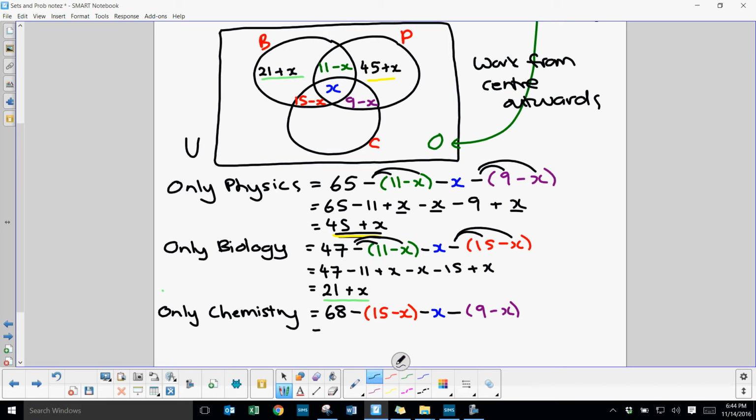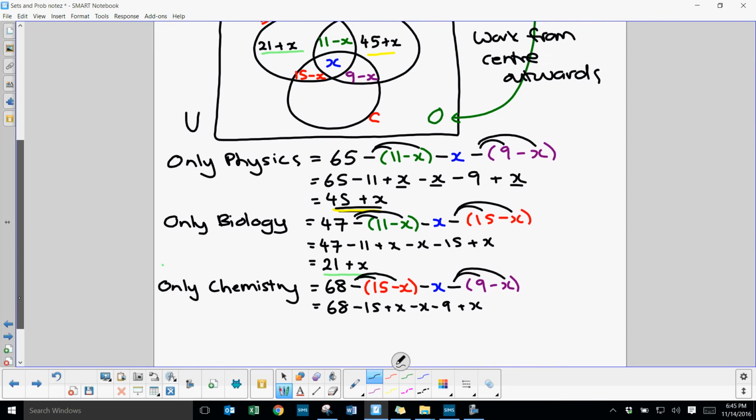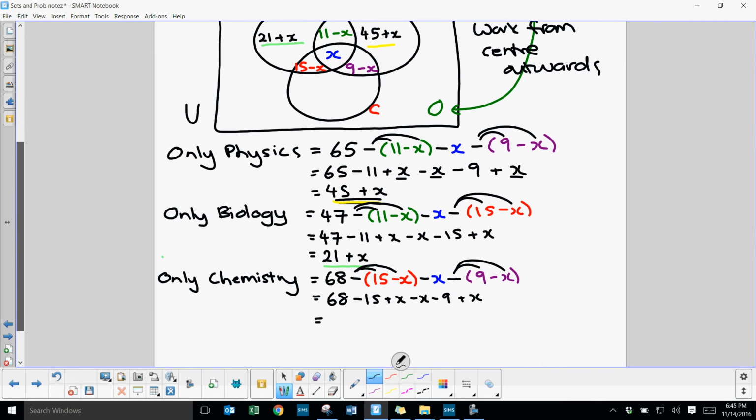Next step, do your expanding. 68 minus 15 plus x minus the blue x minus 9 plus x. Now let's combine the expressions. Equals, so let's see, 68 minus 15 minus 9 is like saying 68 minus 24, which takes you down to 44. And then plus x minus x plus x just becomes plus x.